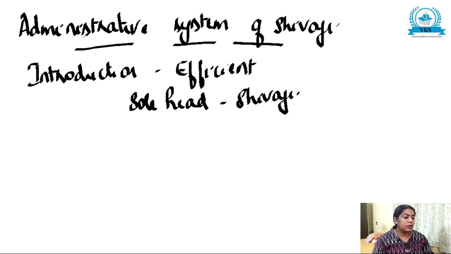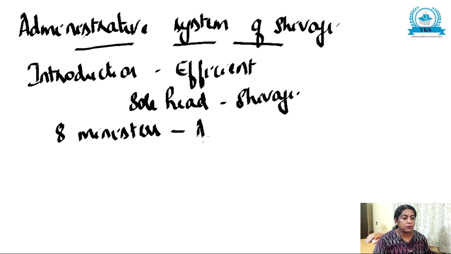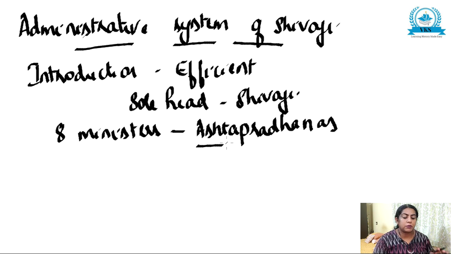Now regarding the people who helped Shivaji in administration, he had a council of 8 ministers. He had a council of 8 ministers and these 8 ministers were together called as Ashtapradhanas. Ashta means 8. Okay, Ashtapradhanas were the 8 ministers who helped Shivaji in administration.